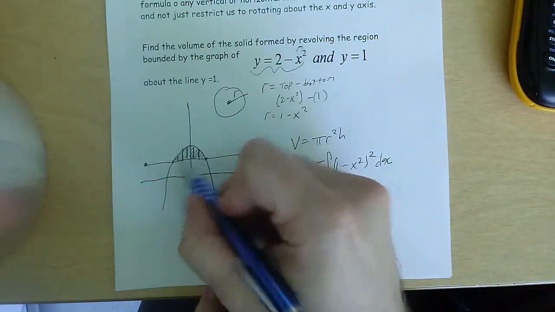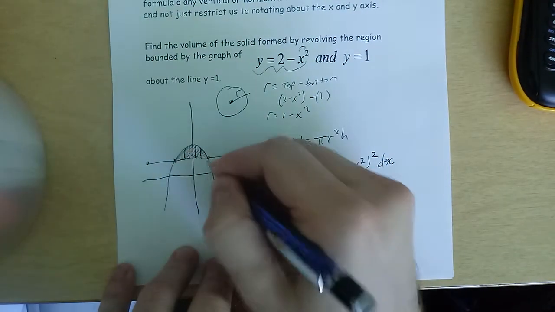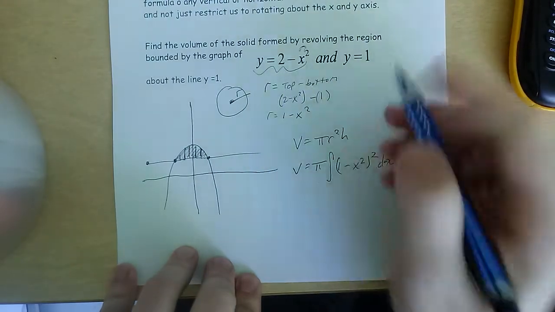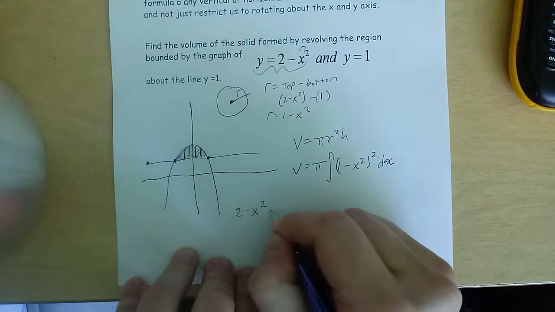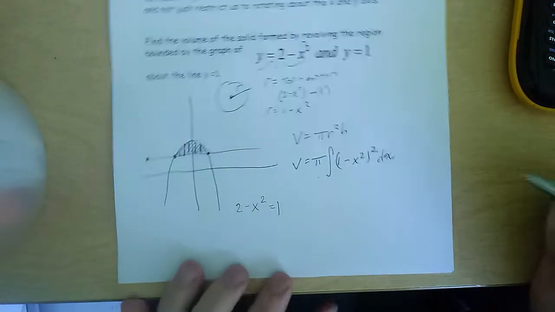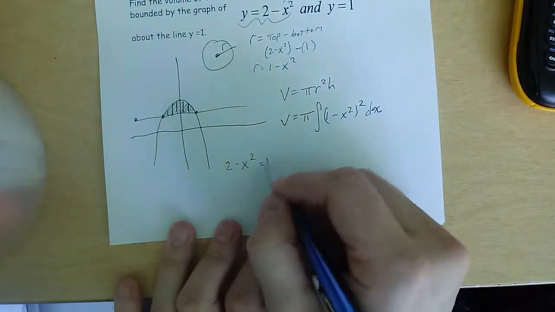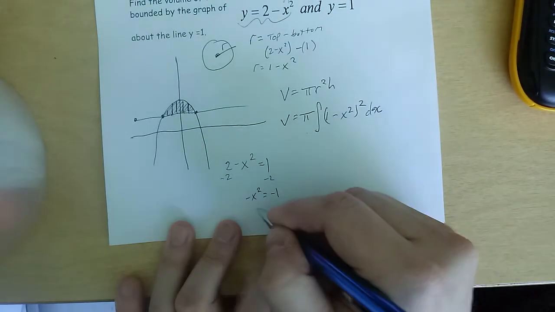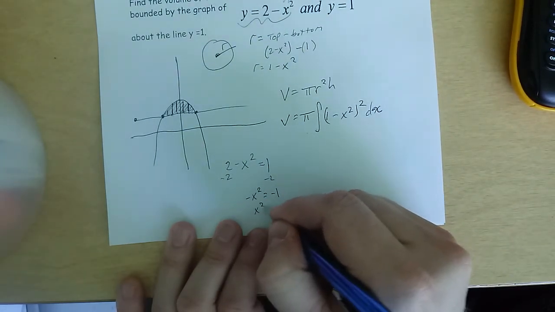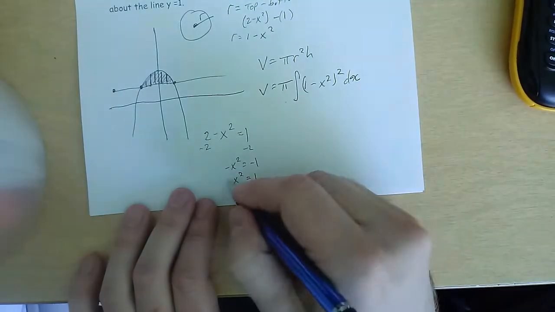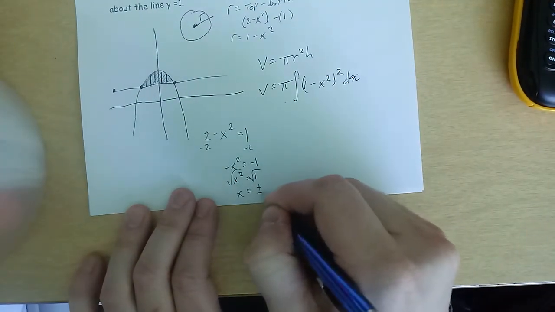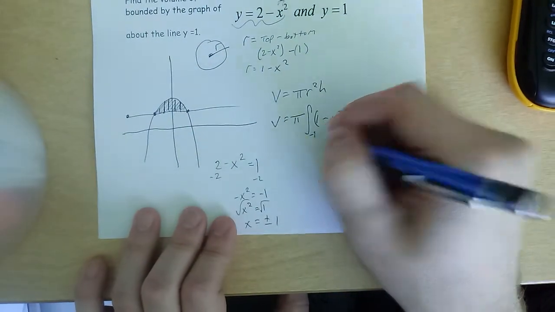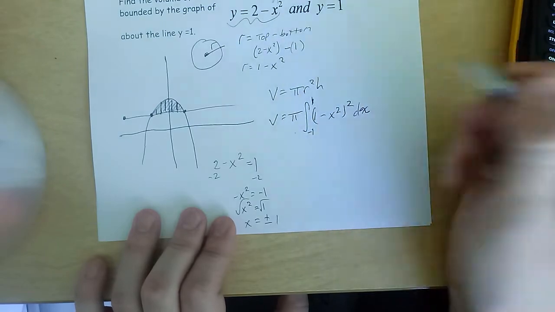So now we just have to find the bounds. The bounds are on the tail ends of our shaded region, which is here and here, or when that and that are equal to each other. So when 2 minus x squared is equal to 1. If I solve that for x, I'll subtract the 2 from both sides. I get negative x squared is equal to negative 1. Divide by negative 1, I get x squared is equal to 1. And we'll take the square root of both sides, and we'll get that x is equal to plus or minus 1. So those will be my bounds, because the x values of my intersection are 1 and negative 1.